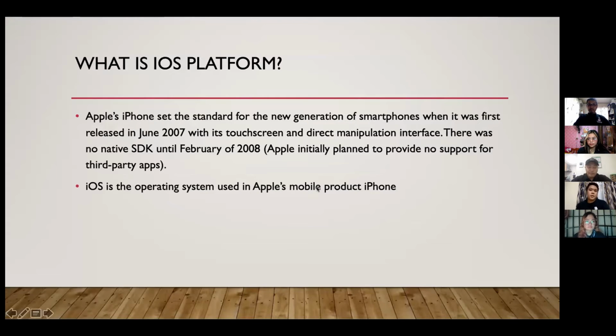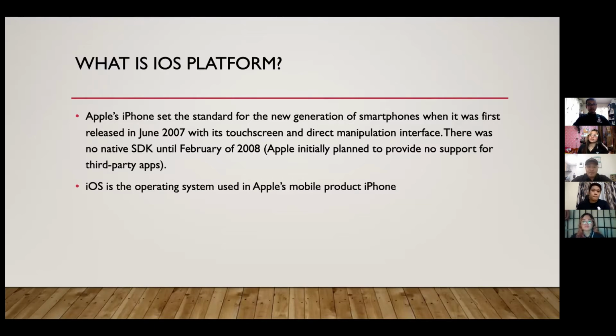So what is iOS platform? Apple's iPhone set the standard for the new generation of smartphones when it was first released in June 2007 with its touchscreen and direct manipulation interface. There was no SDK until February of 2008. Apple initially planned to provide no support for third-party apps.